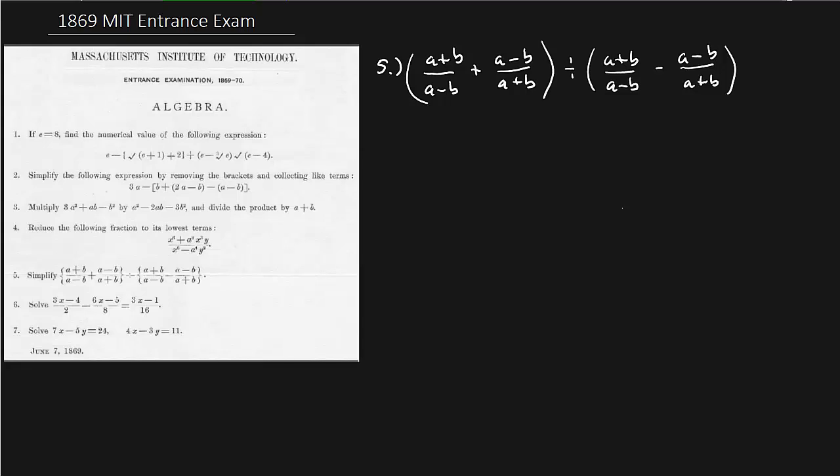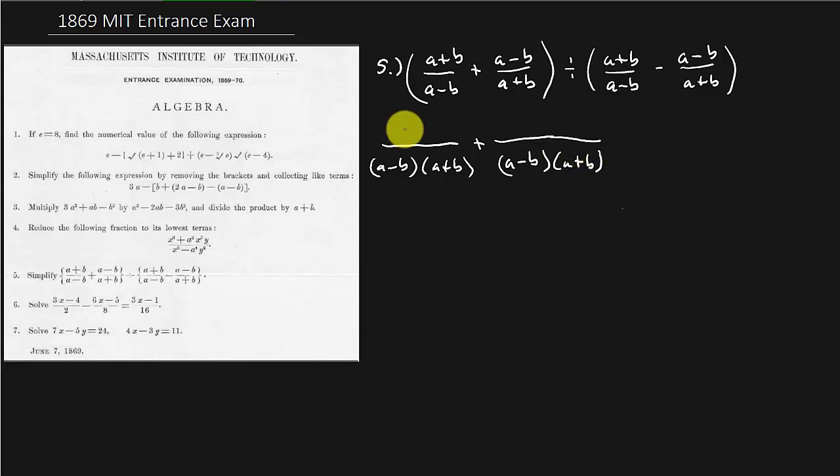All right, here's number 5. So what we'll need to do here is combine like terms in here. Add these two fractions and subtract these two fractions. All right, so to do that, we're going to have a minus b times a plus b. That's our common denominator, plus a minus b, a plus b.